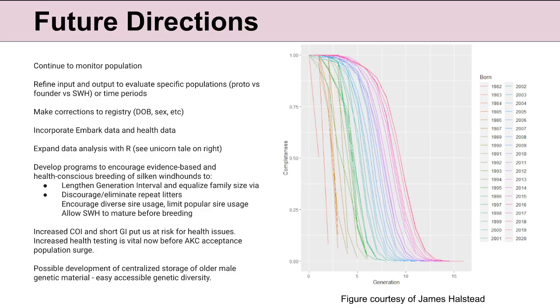AKC acceptance. And maybe, who knows, it might be a good idea to develop some sort of centralized storage of older male genetic material, because that gives us easy access to genetic diversity. It gives us easy, long generation intervals if we can do things like that.